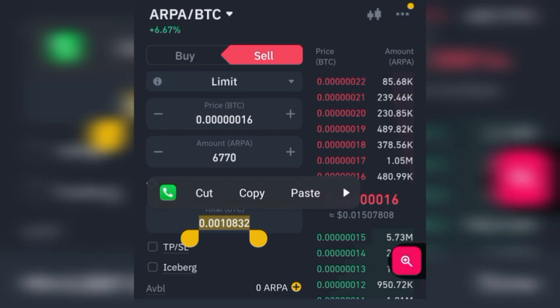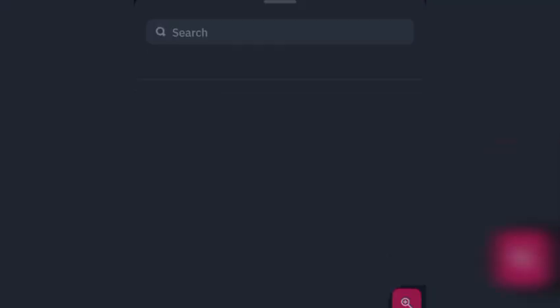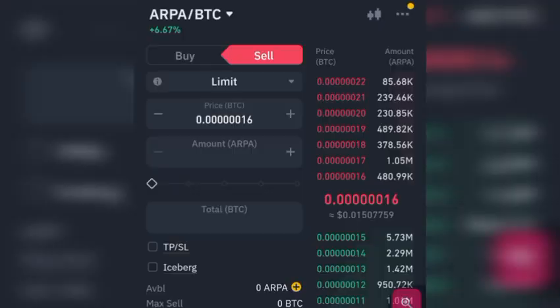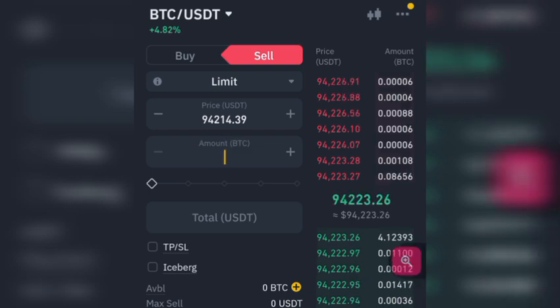So let's just copy that. When we copy that, then we go look for BTC USDT. Let's click on BTC USDT. Do we have that here? BTC USDT. You can always search for that, or if you have it in your trade, just like I have. Now, what are we doing? We're selling this BTC to get USDT. So we're going to paste that amount in here. And let's see. Now, it is profitable.